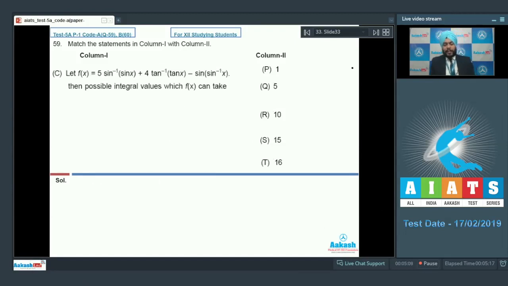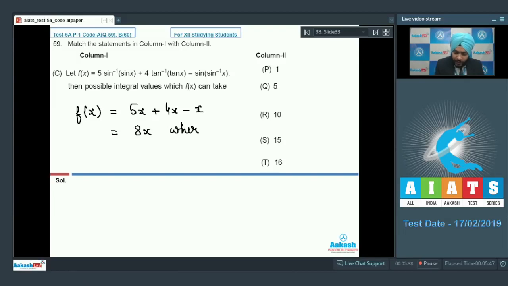C part says that let f(x) is equal to 5 sin inverse of sin x plus 4 tan inverse of tan x minus sine of sin inverse x, and the possible integral values which f(x) can take. Students, the first term 5 sin inverse sin x has x belongs to R as the domain. Second one, 4 tan inverse tan x, x belongs to R. Third one, the domain is minus 1 to 1. So if x belongs to minus 1 to 1, we can clearly say that the first term is 5x, the second term is 4x, and the last term is x simply. So we have 8x as the final answer, where the domain is x belongs to minus 1 to 1.